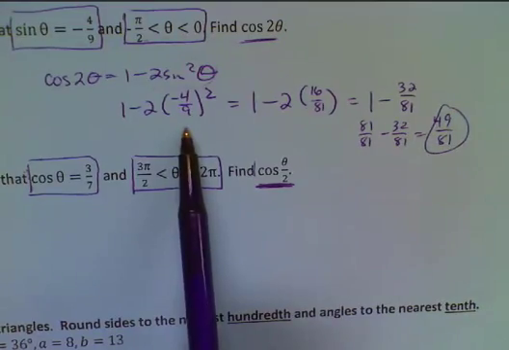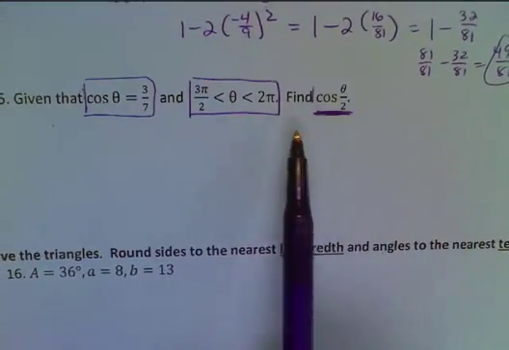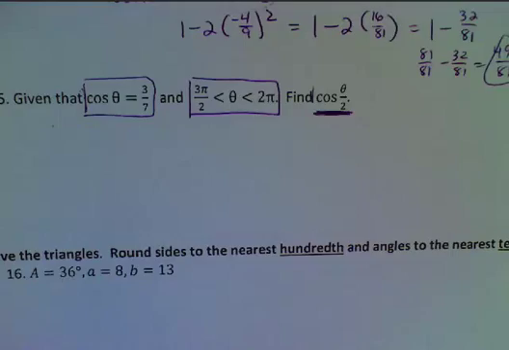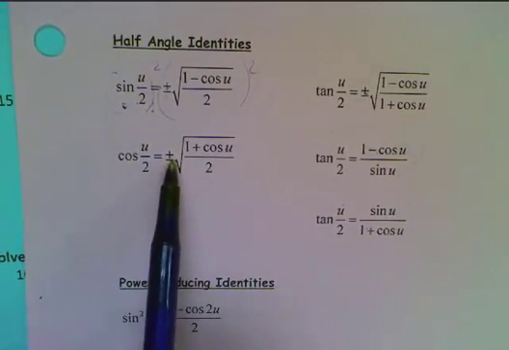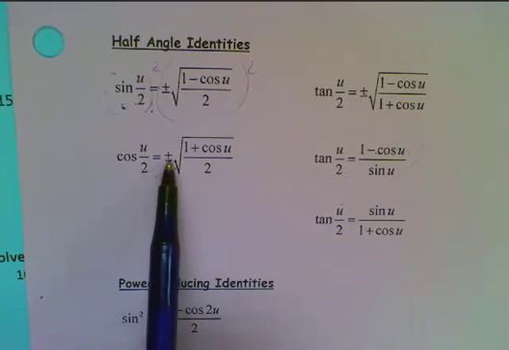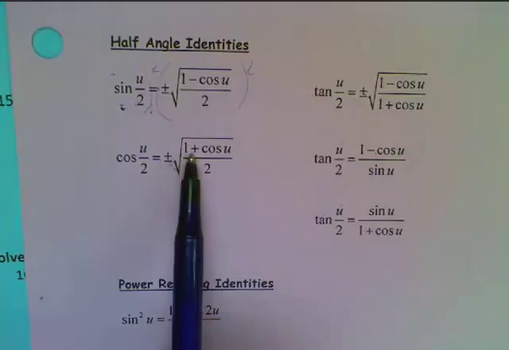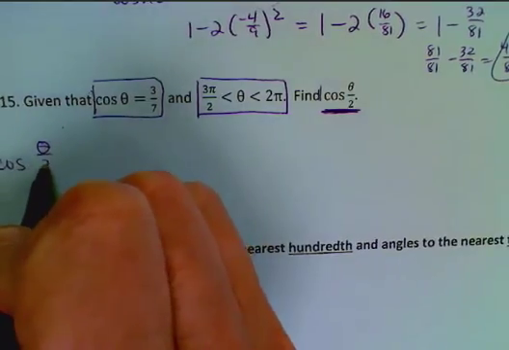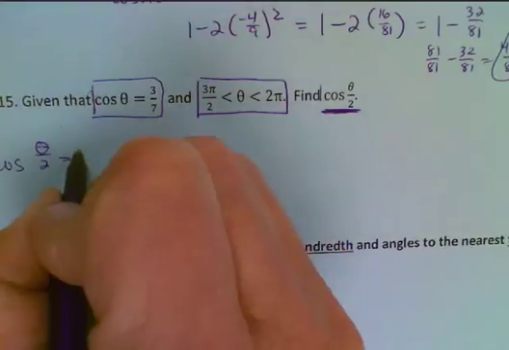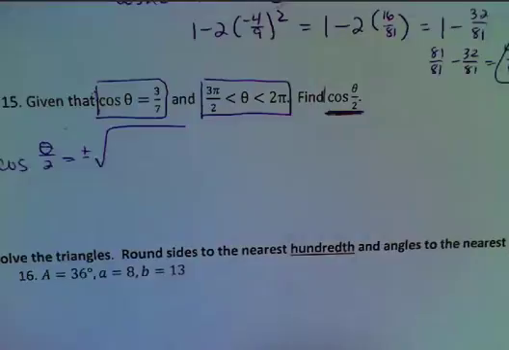So 15 is similar to that, except now when you do cosine of a half angle, remember we have that plus or minus we have to deal with. So we are going to have to talk about whether it is a positive answer or a negative answer. But really, again, we're just plugging it in. 1 plus the cosine over 2. So the cosine of theta over 2 is going to equal plus or minus. I'll leave it plus or minus right now. We'll talk about that later.